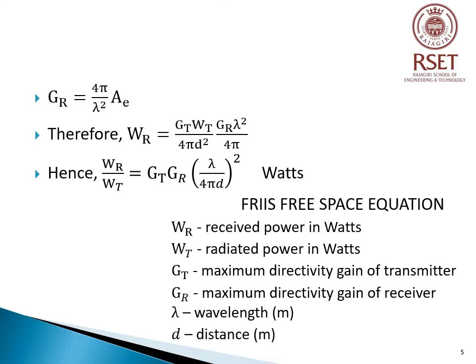This is also called Friis free space equation, where WR is equal to received power, WT is the radiated power, GT is the maximum directivity gain of the transmitter, GR maximum directivity gain of receiver, lambda is the wavelength in meters, and D is the distance in meters.